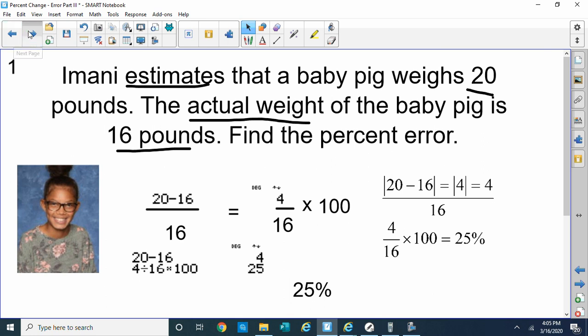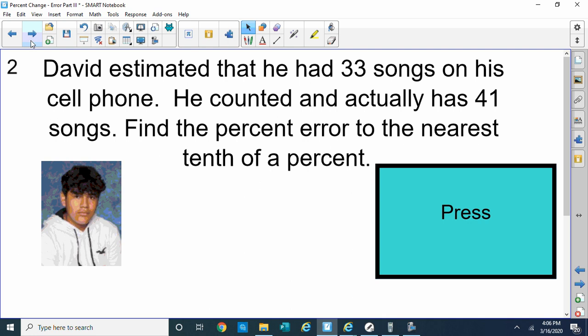So here's one for you to try. It's about David estimating the amount of songs he has on his cell phone. So he actually has 41 songs. So find the percent error to the nearest tenth. Oh, they want you rounded off to the nearest tenth of a percent. So remember, one decimal place after the point.